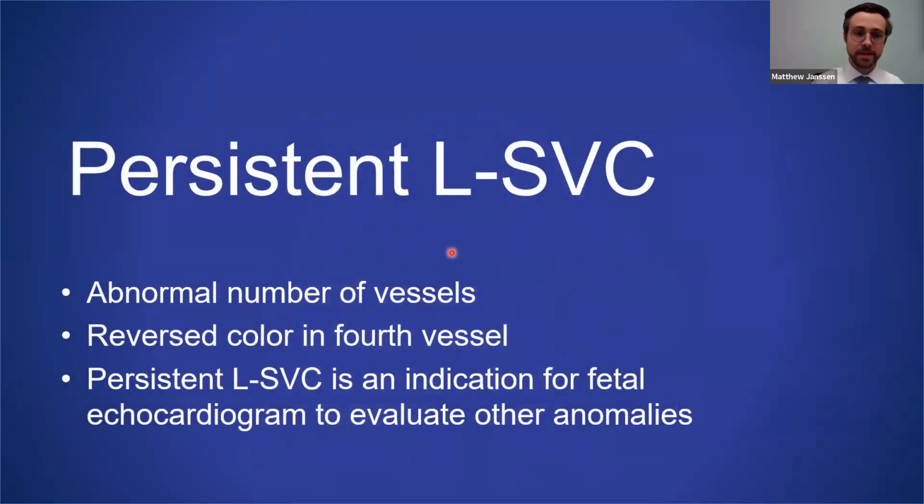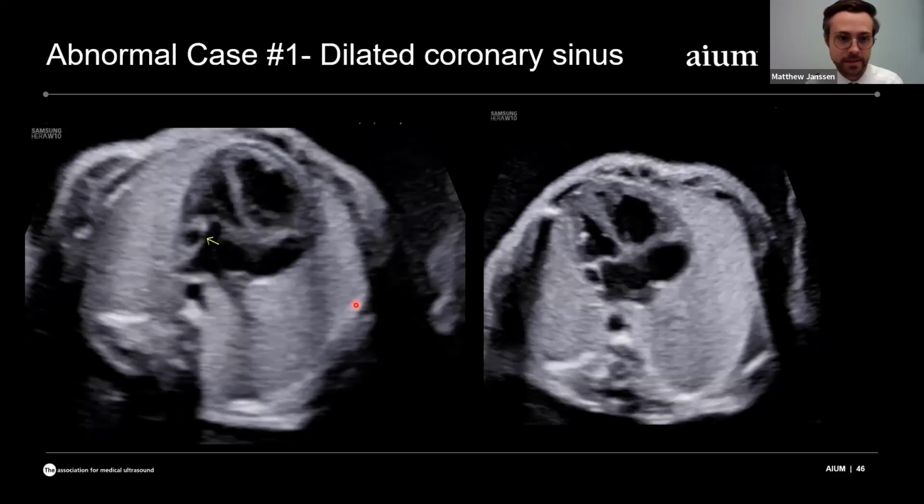And so, this is a case of a persistent left superior vena cava. And we were able to tell that because that's what that fourth vessel is on that side over there. It was the same size as the right vena cava. There was reversed color flow in that fourth vessel, showing that the blood is going to the heart as opposed to away like it was in the arches and everything. And an isolated persistent left superior vena cava on its own is not of great clinical significance, but it is an indication for a fetal echocardiogram, since it can be associated with other abnormalities.